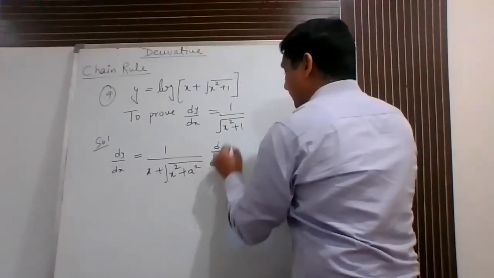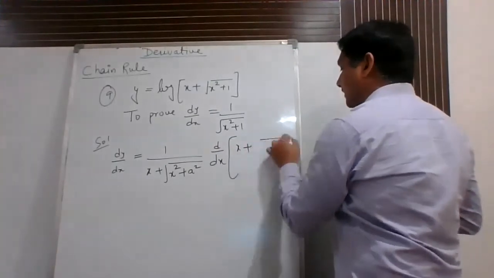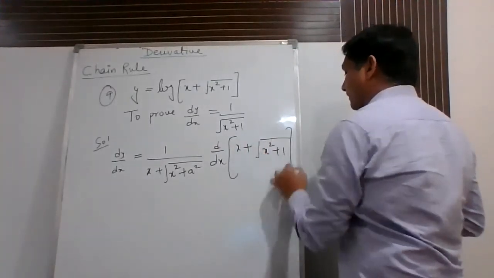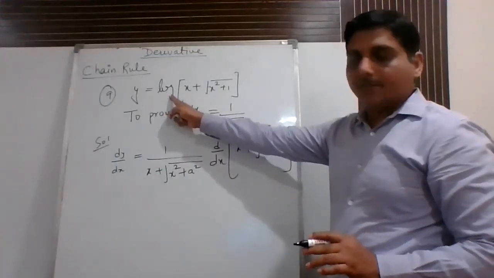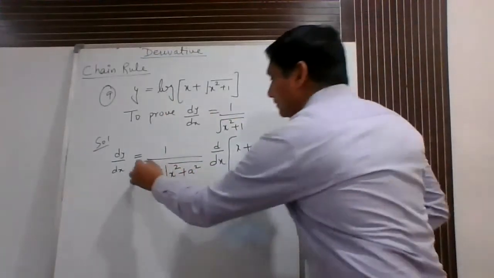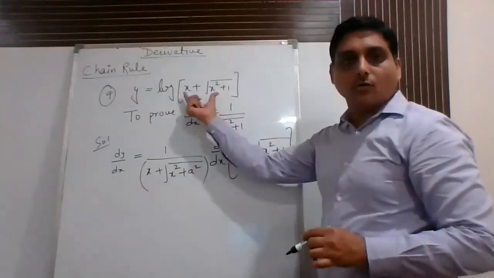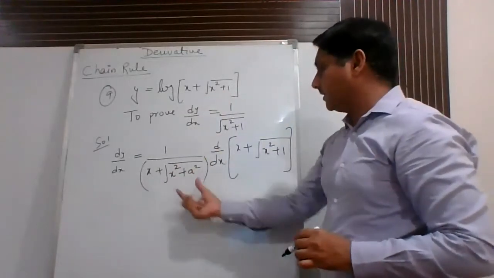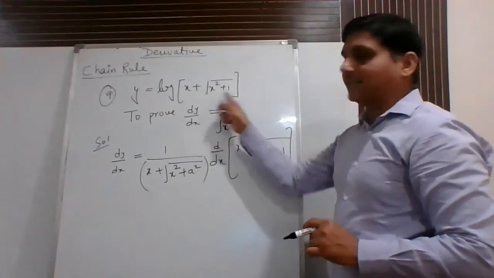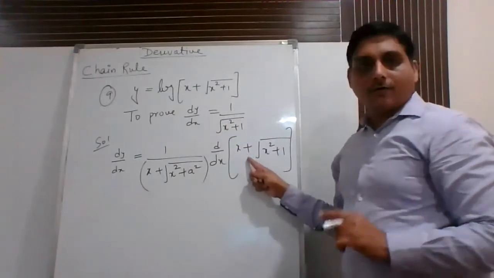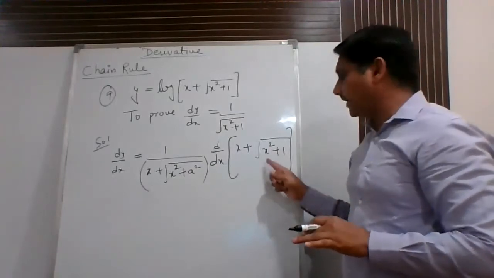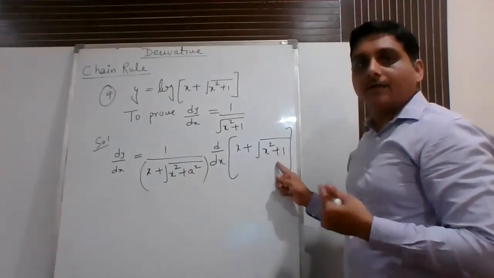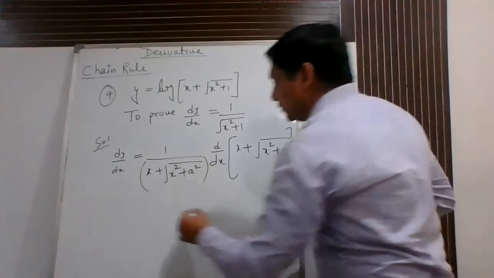After that, you will write the derivative of x plus under the root of x square plus 1. First of all, I have taken the derivative of log. Log derivative is 1 upon x. This whole thing is playing the role of x. After that, we need to take the derivative of this angle. The derivative of x is simply 1 and the derivative of root is 1 upon 2 root x square plus 1, and after that the derivative of x square plus 1.